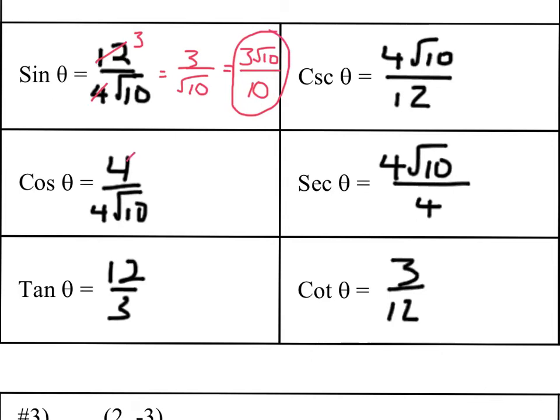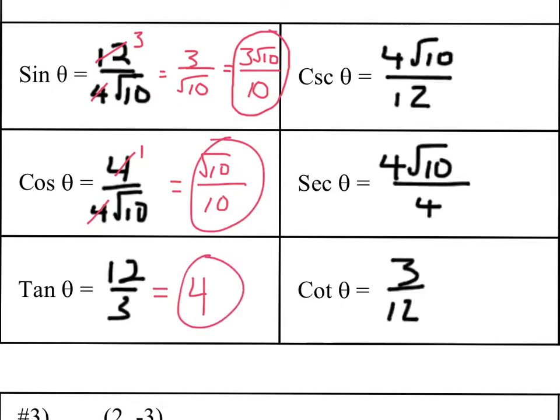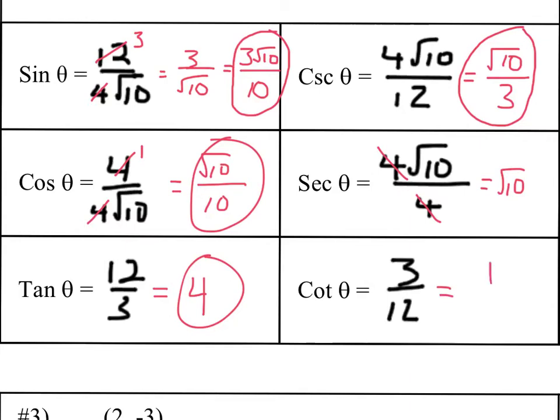For cosine of theta, you can divide 4 and 4 by 4, so you get 1 over the square root of 10. If you rationalize it, multiply the top and bottom by the square root of 10, you get square root of 10 over 10. Tangent of theta, 12 divided by 3 is 4. Cosecant of theta, you can divide both 4 and 12 by 4 and get square root of 10 over 3. We don't have to rationalize it because the denominator doesn't have any radicals. Secant, you can divide 4 by 4 and get square root of 10. And cotangent, 3 over 12 reduces to 1/4.